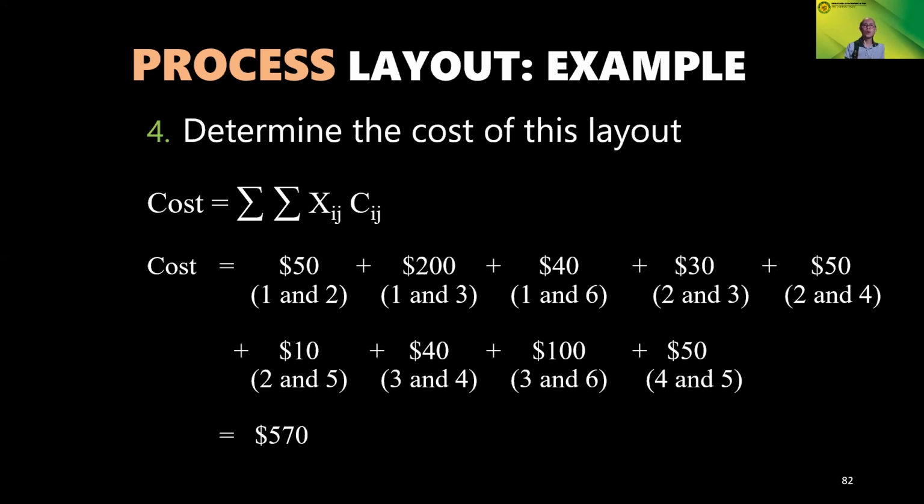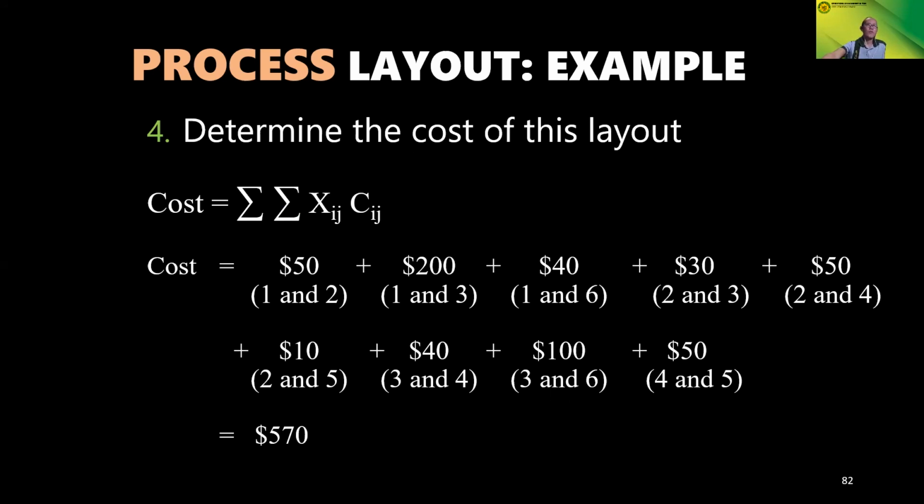So therefore, since 1 and 2 are adjacent, that's 50 times 1, that's 50. Since 1 and 3 are non-adjacent, and the load is 100, that's 100 times 2, which becomes 200. The load between 1 and 6 is non-adjacent, that's 20 times 2, that's 40, and so on and so forth. So the total cost for the original layout is 570.